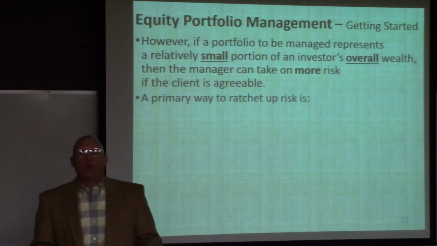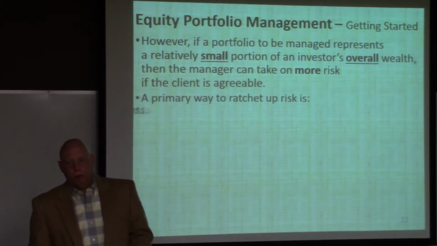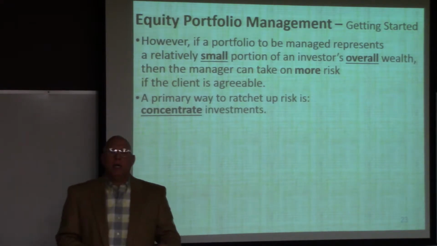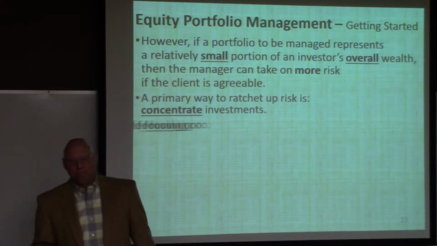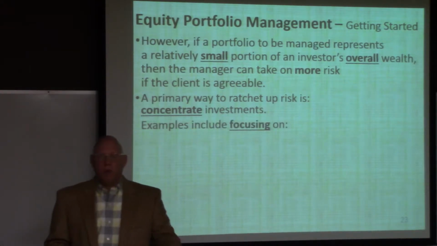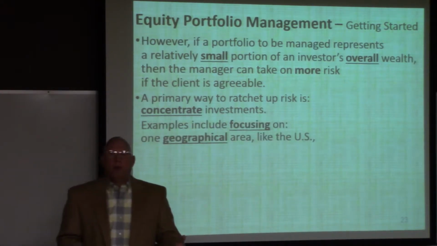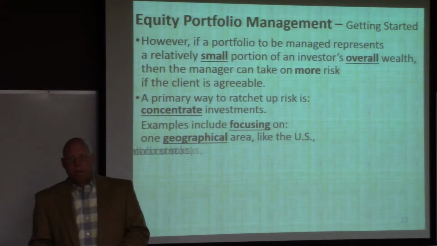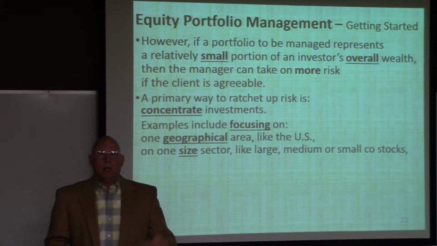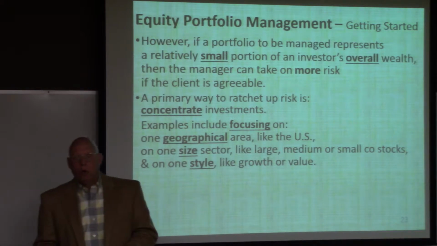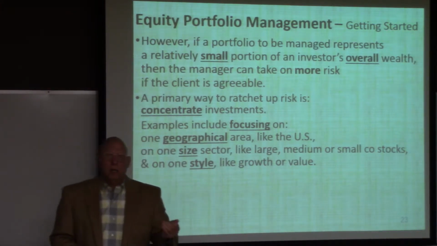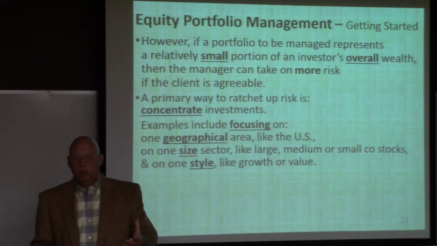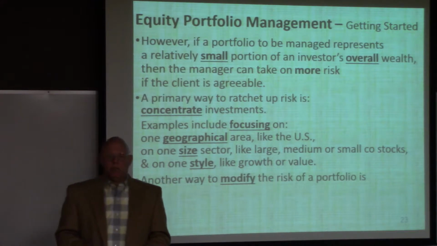A primary way to ratchet up risk in a portfolio is to concentrate investments. Don't diversify. Examples include focusing on one geographical area like the U.S., one size sector like large, medium, or small stocks, or on one style like growth or value. If you want to try to ratchet up risk, increase risk, then concentrate your investments, less diversification.